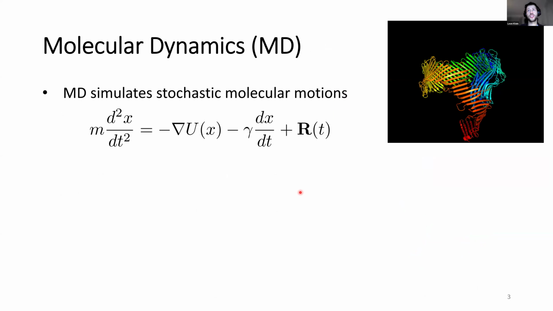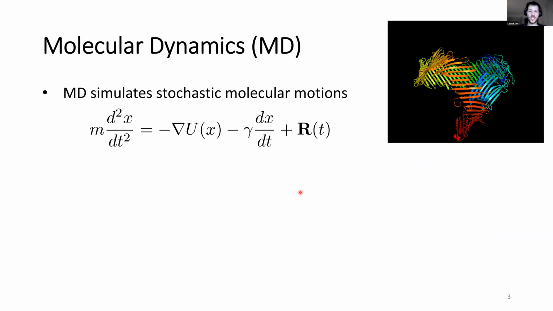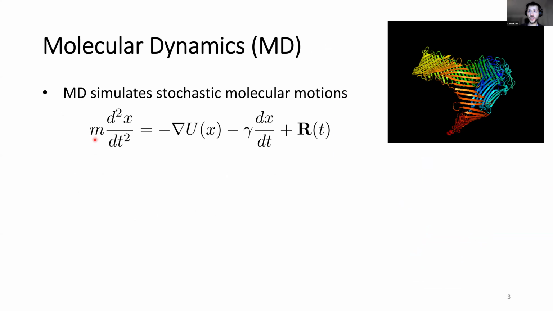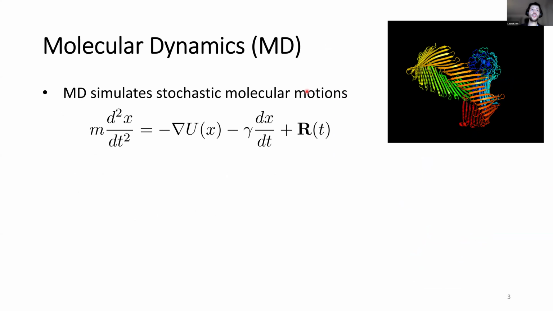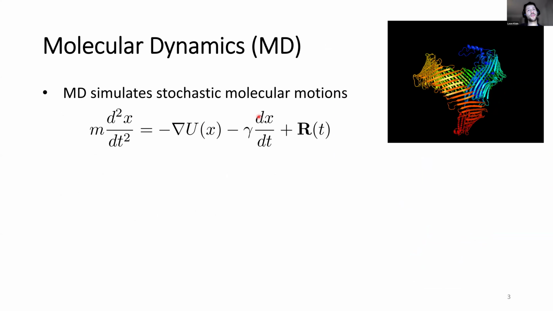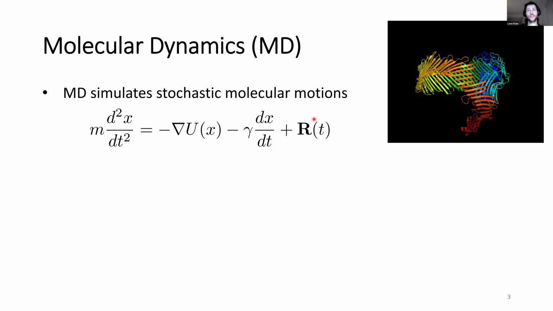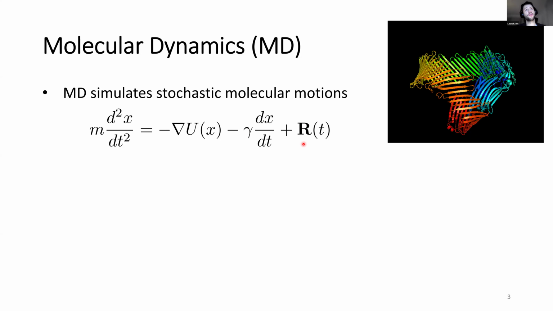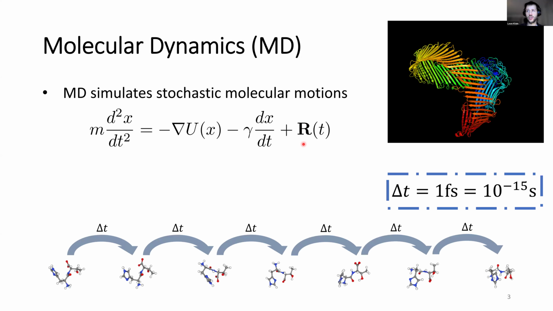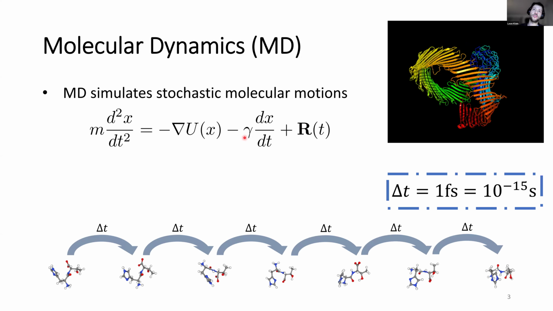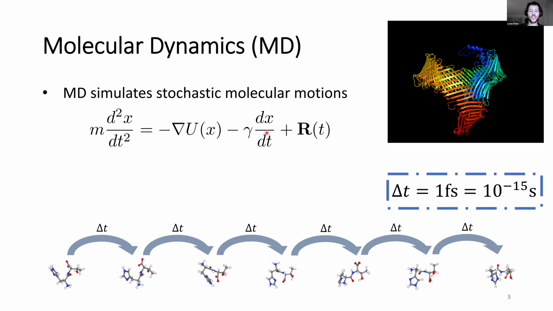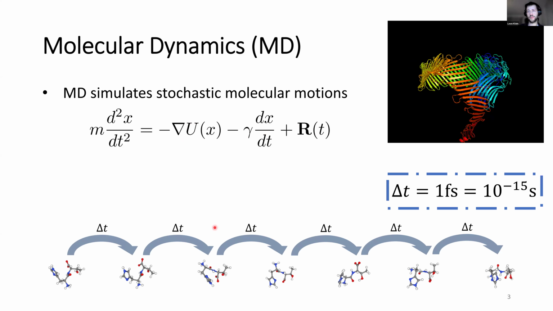Molecular dynamics simulations simulate the stochastic motions of molecules with this Langevin equation here. You can see an example simulation on the right. This equation consists of the gradient of the energy, which are the forces, some damping term, and random noise. In practice on a computer, we simulate this by discretizing it into very small steps, usually in the order of femtoseconds. So we do a very small update, as shown below. We have to re-evaluate this equation and then perform another update step.